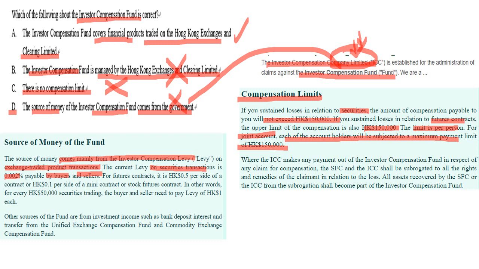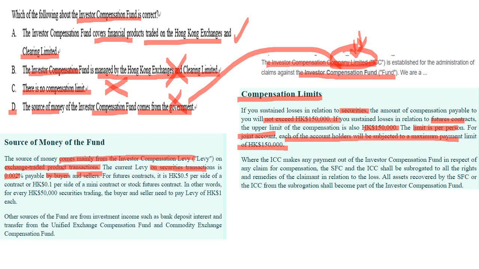Part C. "There is no compensation limit." The answer is wrong as well. Look at this statement. If you sustain losses in relation to the securities, the amount of compensation payable to you will not exceed $150,000. If you sustain losses in relation to futures contracts, the upper limit is also 150,000 Hong Kong dollars. The limit is per person. For a joint account, each of the account holders will be subject to the maximum payment limit of $150,000.